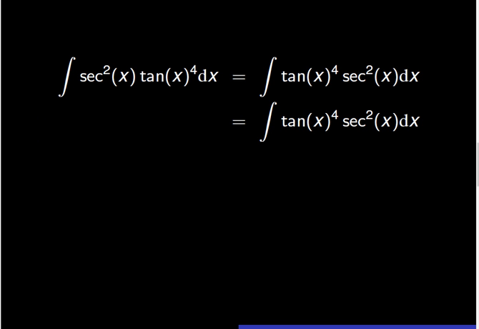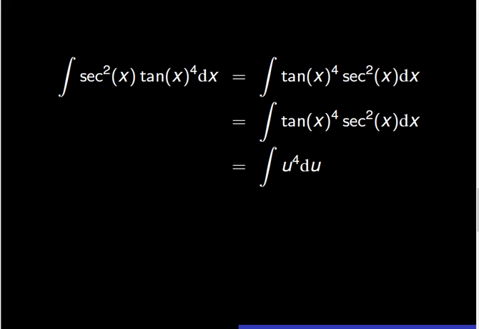The integral of secant square of x times tangent of x to the power 4 can be expressed as the integral of tangent of x to the power 4 times secant square of x dx. We just have reordered the terms so as to easily identify u and du. Then, using the fact that u is tangent of x and du is secant square of x dx, we can express this integral as the integral of u to the power 4, du. Actually, we have just replaced tangent of x to the power 4 by u to the power 4 and secant square of x dx by du.